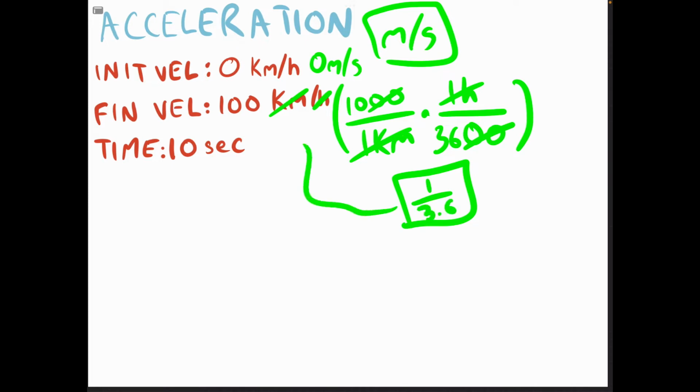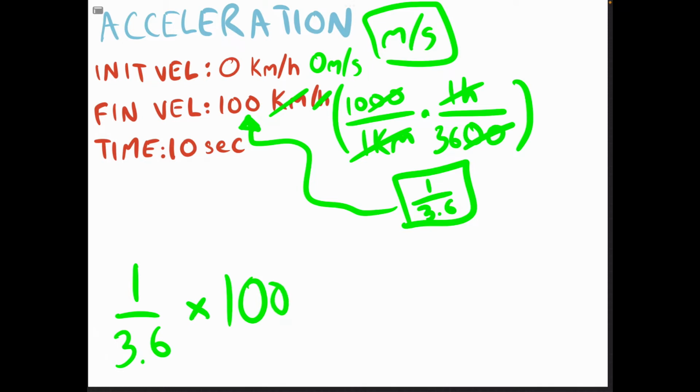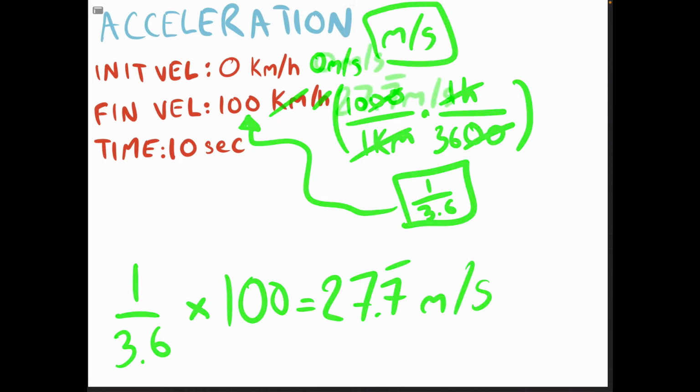So we want to times this number by 100, which is the speed in kilometers per hour, but we want to know the speed in meters per second. So we're going to times 1 over 3.6 with 100 to know the speed in meters per second. This gives us an answer of 27.7 repeating meters per second.